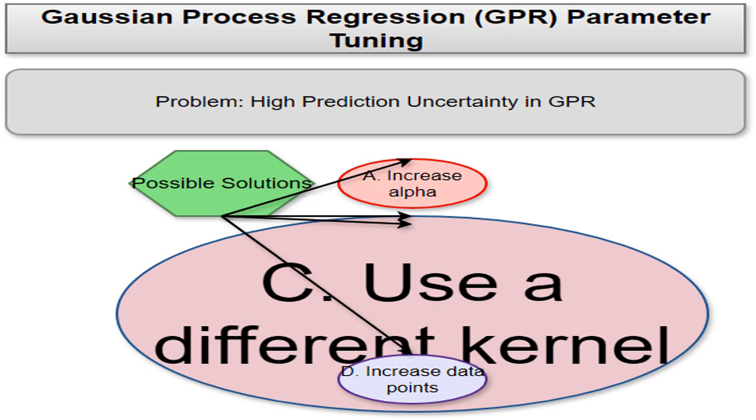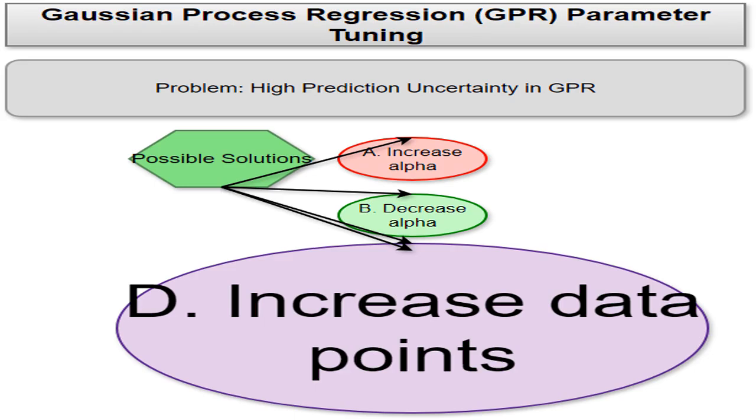I can experiment with other kernel functions. The kernel function determines how my model measures similarity between data points. Different kernels have different assumptions about how the data is structured. If I choose a kernel that better fits my data, the model will likely give me more accurate and less uncertain predictions. I can try to add more data points to my training set. More data generally leads to better estimates of the underlying patterns, leading to more certain predictions. It's like having more evidence to support my conclusions.